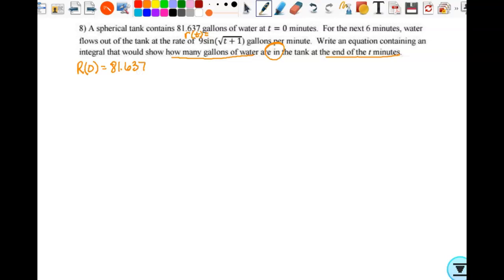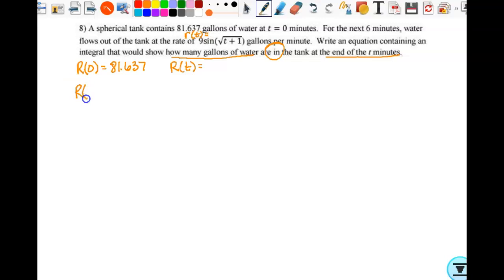Right? For the next 6 minutes, water flows out of the tank. Write an equation, an integral that would show how many gallons of water are in the tank at the end of t minutes, so I want R of t. I don't know that it's 6. I mean, it says for the next 6 minutes, but it says write an equation containing the integral that would show, so maybe I want an equation where I can figure it out at 4 minutes or 5 minutes, because it's leaking out for 6 minutes, but we want to be able to figure out something from in there.